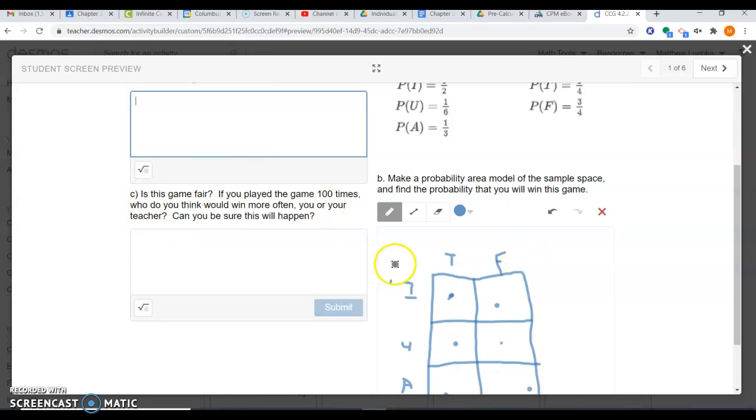Okay, then once you have your total probability, you can answer this question here saying, if you played the game 100 times, who would win more often, you or the teacher? So really, who has the higher probability in your chart, meaning the letters that create a word or the letters that don't?